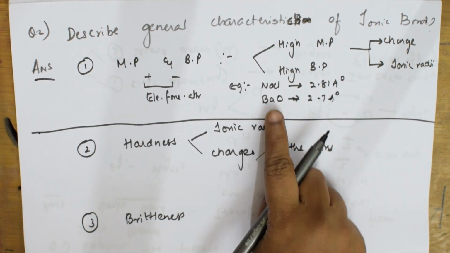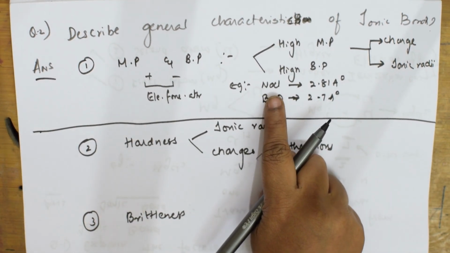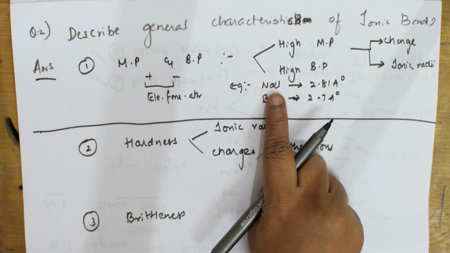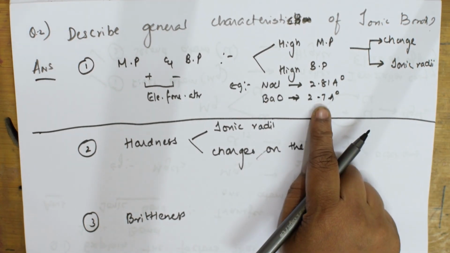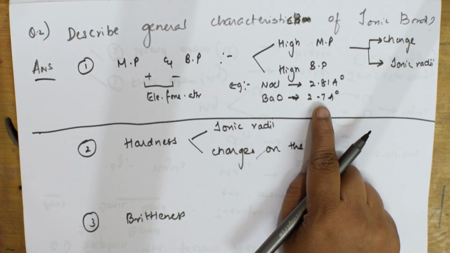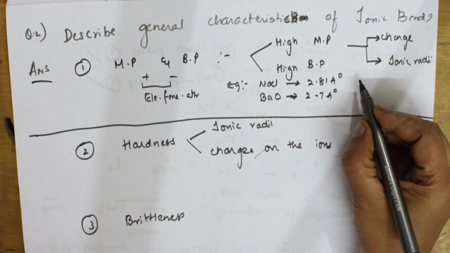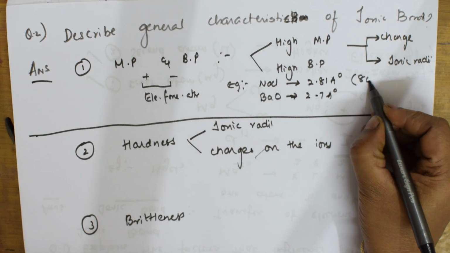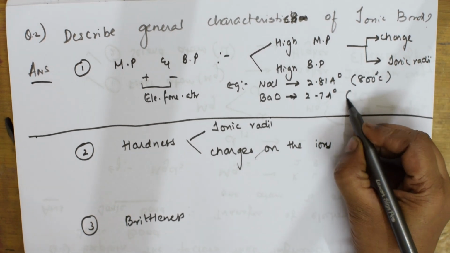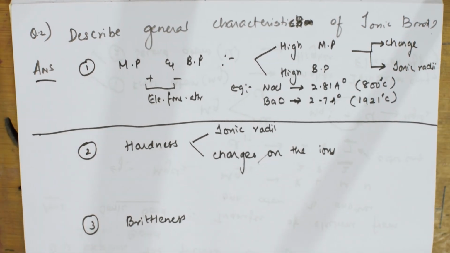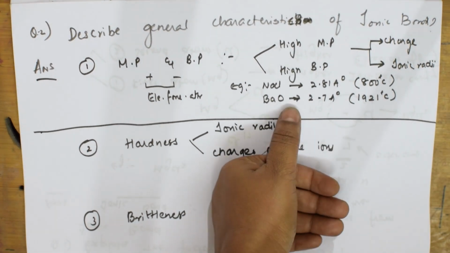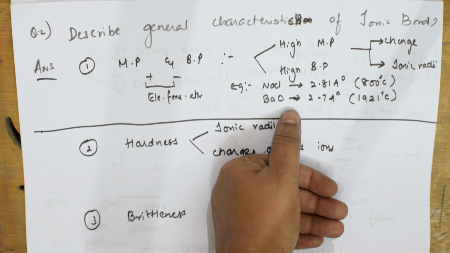Now in this case, when I take sodium chloride, the melting point is 800 degrees centigrade, and in this case the melting point is 1921 degrees centigrade. See the difference. So why does barium oxide have a higher melting point?